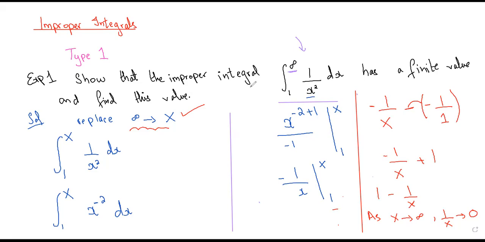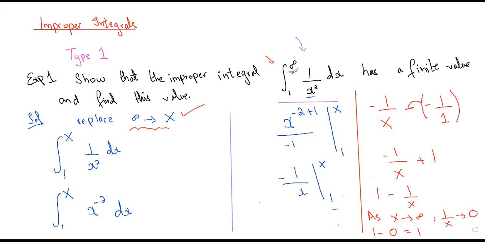Okay, very good. This is 0. So the answer is going to be 1 minus 0, that is 1. So basically this was the question.